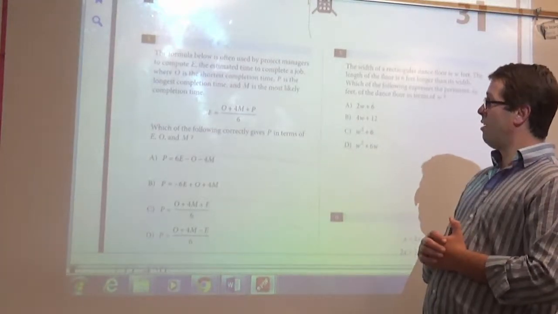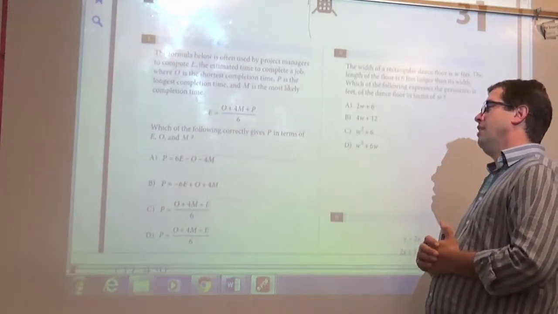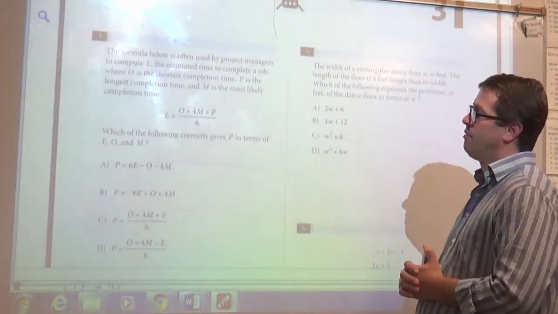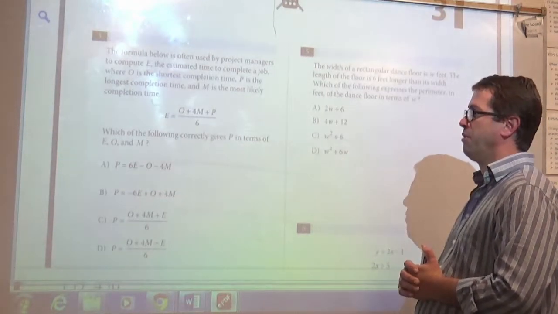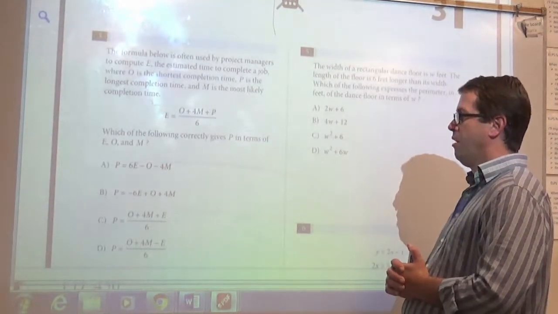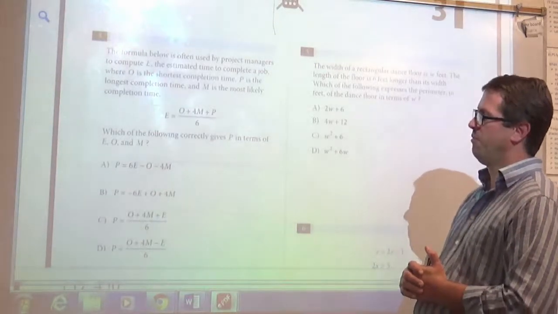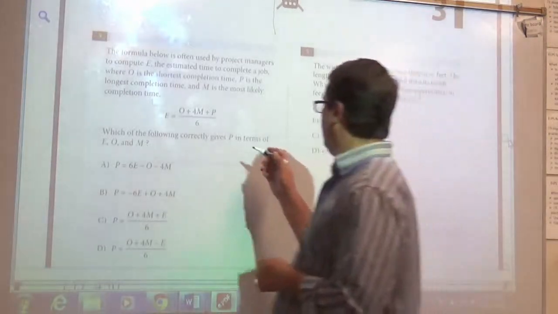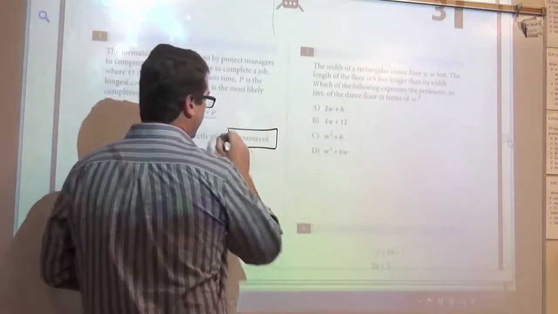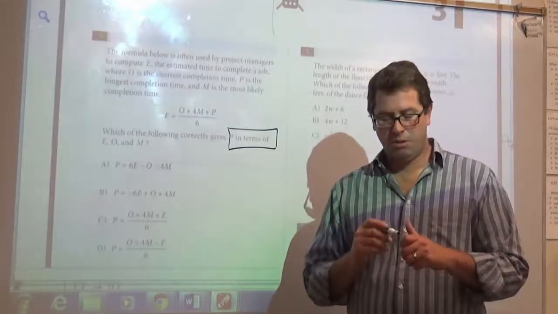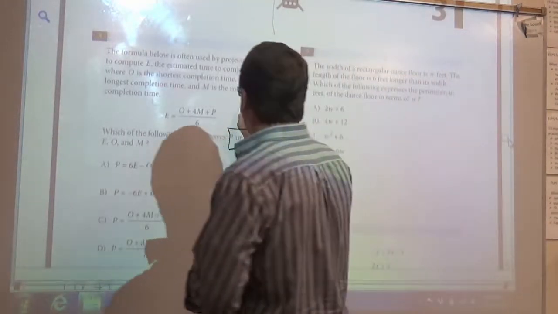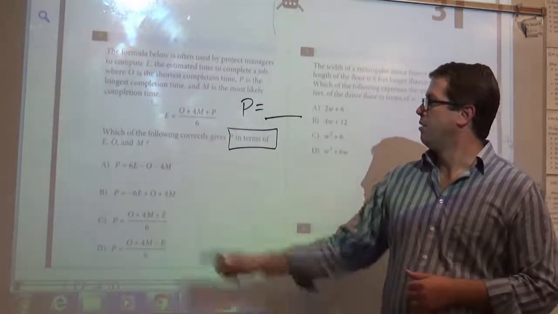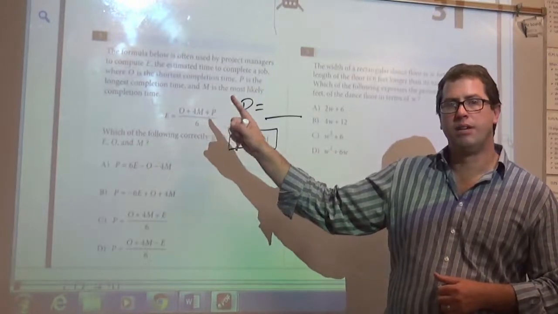The formula below is often used by project managers to compute E, the estimated time to complete a job, where O is the shortest completion time, P is the longest completion time, and M is the most likely completion time. Which of the following correctly gives P in terms of E, O, and M? So, right here what they're asking for is P in terms of everything else. What that really means is they want me to have P equals something. So I need to rearrange this until I've got P by itself.